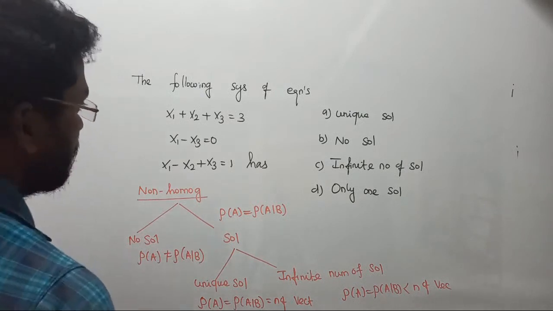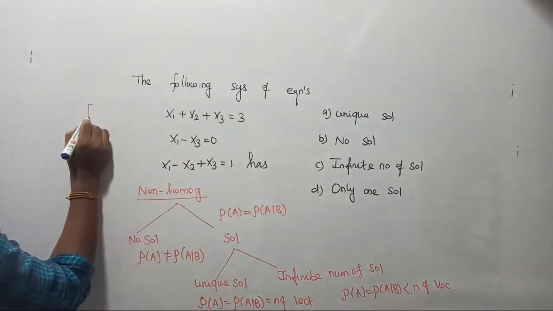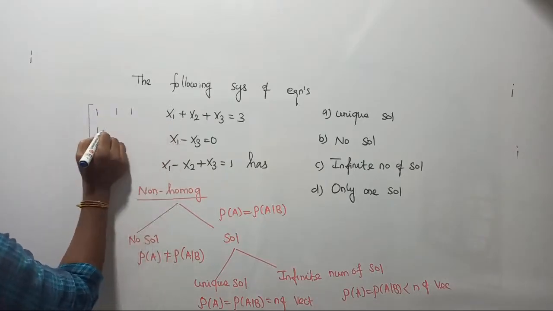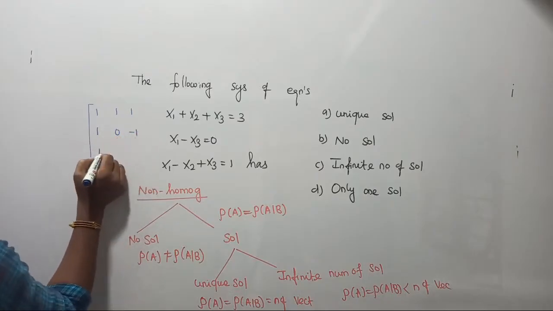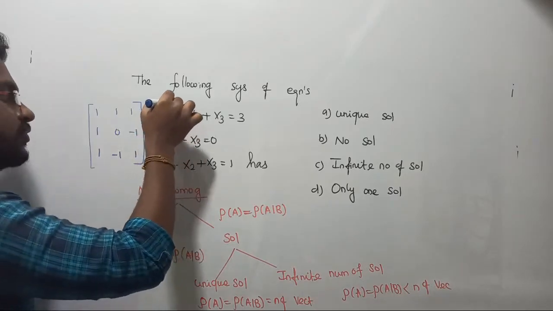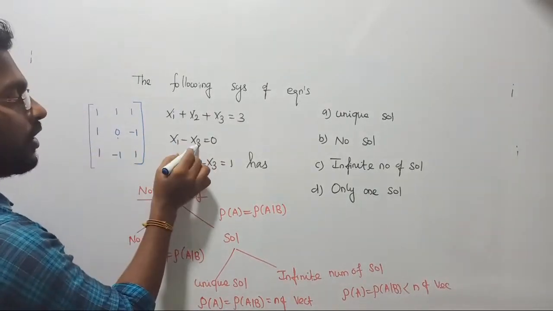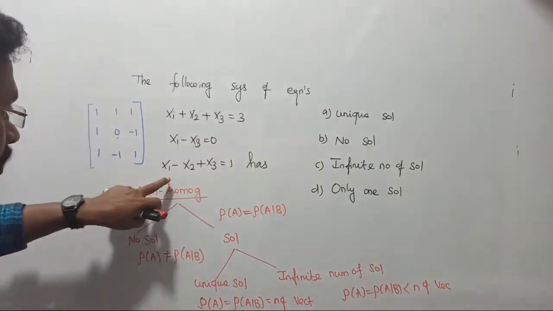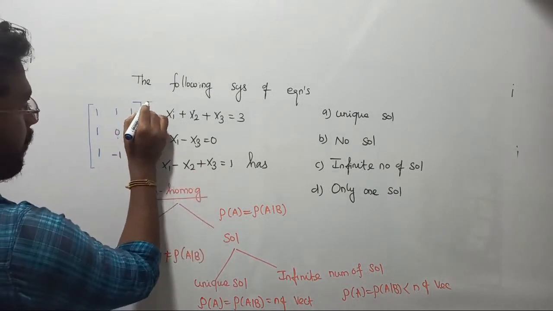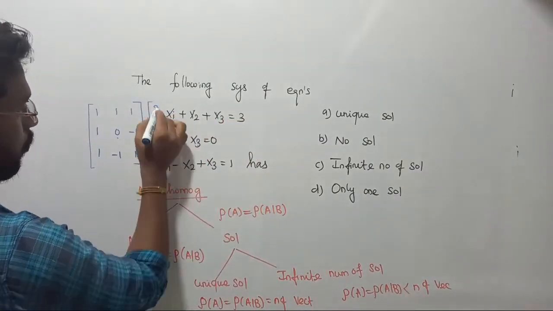Let us write the matrix. Matrix A is 1 1 1, 1 0 minus 1, and 1 minus 1 1. Do you all agree with me? Coefficient of x1 is 1, x2 is 1, x3 is 1. In the second row, x1 is 1, x2 is missing so I am putting 0, and in front of x3 I have minus 1. Similarly, 1 minus 1 1. This is matrix A. Similarly, matrix B is 3 0 1.